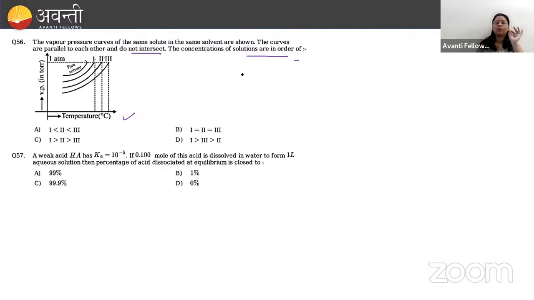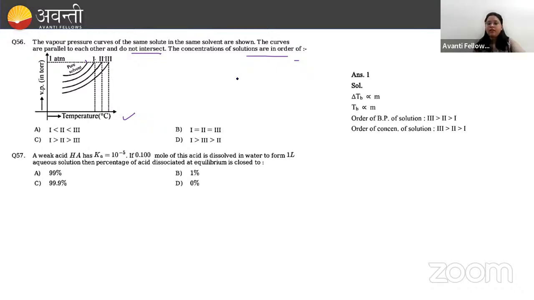You know that elevation in boiling point is directly proportional to the concentration of the given substance. As the boiling point increases, the concentration increases. For the first, second, and third curves, you can see the boiling point of the third solution is highest, then the second, then the first. That's why as the boiling point of the solution increases, the concentration also increases, so our order will be 3 to 1. That is option 1: 3 is more, then 2, then 1.